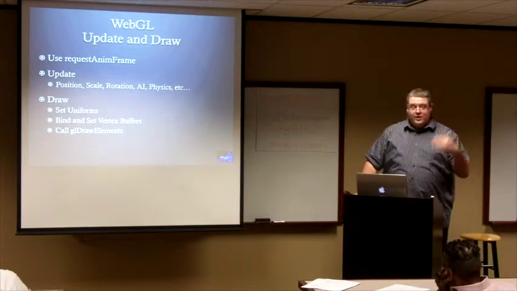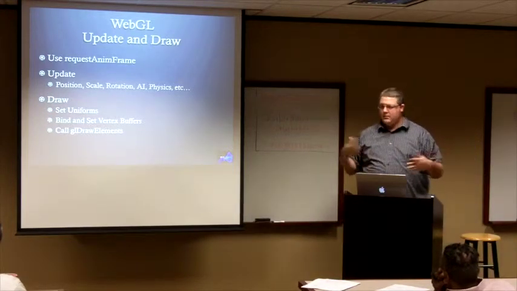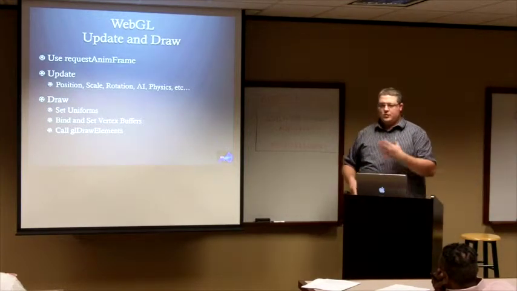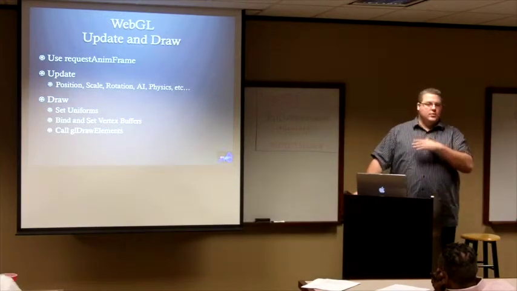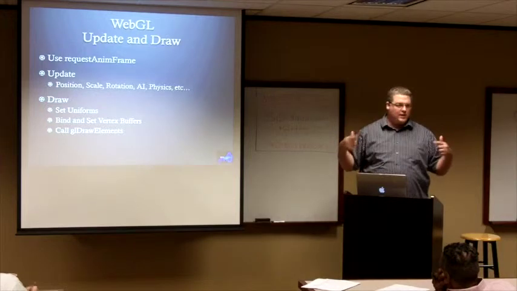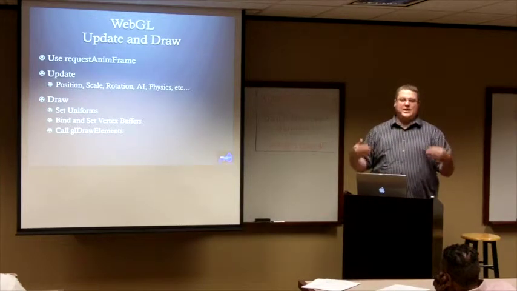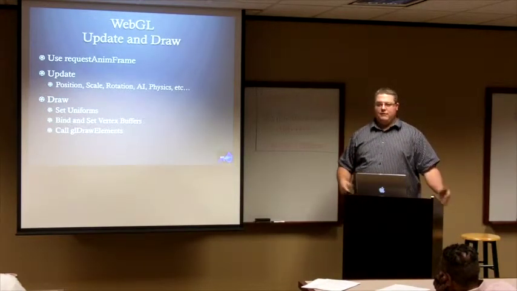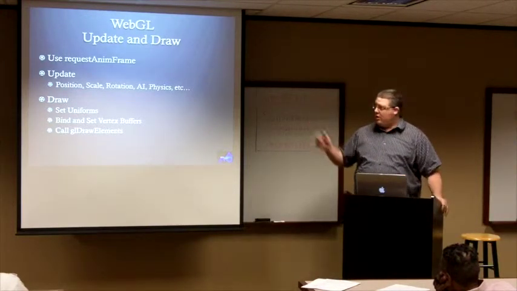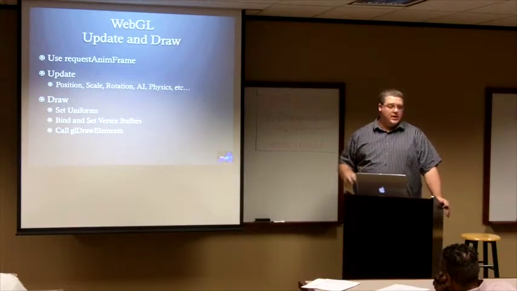So then, after you've done that, this is your update and draw. On your update call, you'll do something like position, scale, rotation, do whatever it is that you're going to do to change the object on the screen. And then you call the draw. So the draw, first thing you're going to do is set the uniforms, which is what I just showed you. You have to re-say that this variable is now pointing to this location. So for every object, they're set up properly. And then you bind and set the vertex buffers. You've already loaded them. Now you have to bind them. So whenever you call the last one, the draw call, everything is set up in the shader program correctly for that specific object. So every object you draw, you will have to redo those three steps. Set the uniforms, bind and set vertex buffers, and then call the draw.